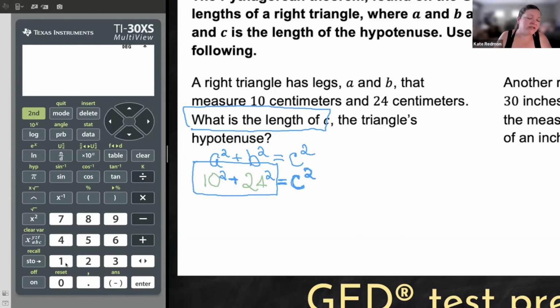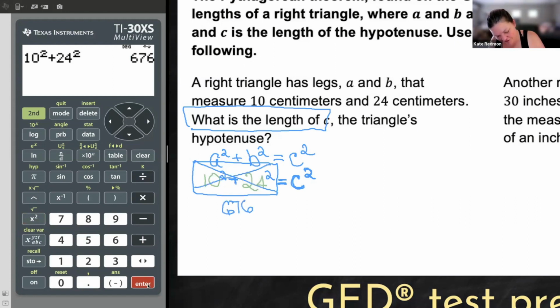No, you don't need to know that vocabulary word, but you do need to know that when it's just numbers, you can just plug it all into your calculator. So 10 squared plus 24 squared, and let's simplify that, gives us 676. That's that whole left-hand side. And so that new simpler expression is also going to be equivalent to C squared. And now that we've simplified, it's going to be a lot easier to solve here.